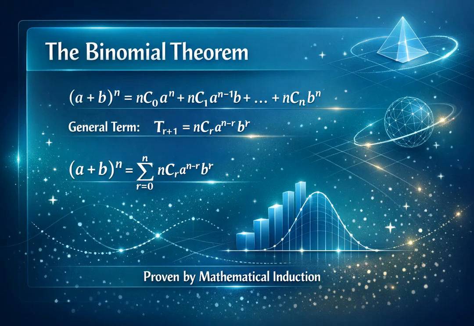The binomial theorem states, (a plus b) to the n equals nC0 times a to the n, plus nC1 times a to the n minus 1 times b, plus nC2 times a to the n minus 2 times b squared, continuing until nCn times b to the n. The general term is t subscript r plus 1 equals nCr times a to the n minus r times b to the r. This is proven using mathematical induction.